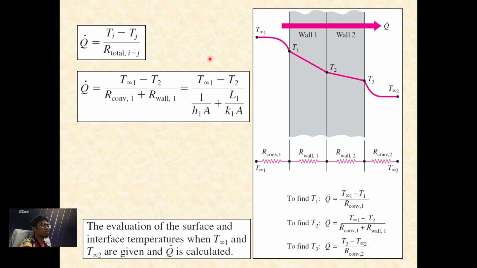Okay, refer to this slide. If you want T2, as long as you have the total heat rate through the wall and you have R convection 1 and R wall 1, you can use this basic formula. Find T2 and so on. If you need to find T3, you can use this formula.